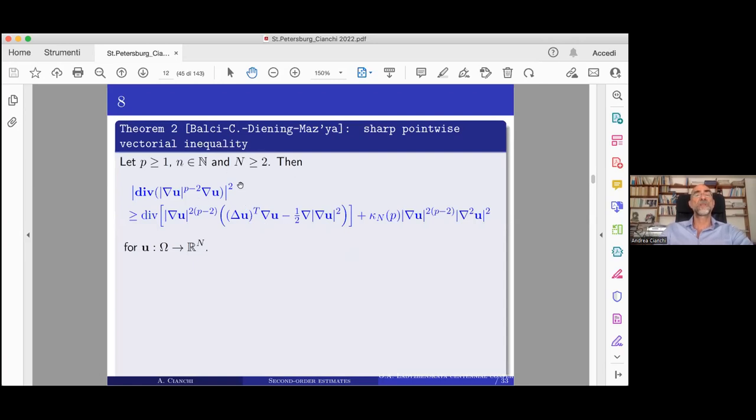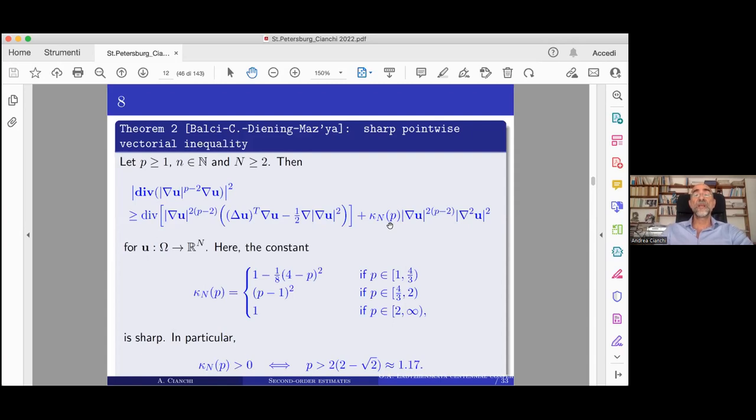So the structure is as before: divergence of this expression, which is just the operator, which eventually will be f squared. On the right-hand side, we have a divergence of some expression. So all this expression is under divergence. And then we have this term, which is basically second derivatives of u squared, not of u, but of this expression here squared, times some constant which depends on p. And we have an explicit expression for this constant, which is also sharp.